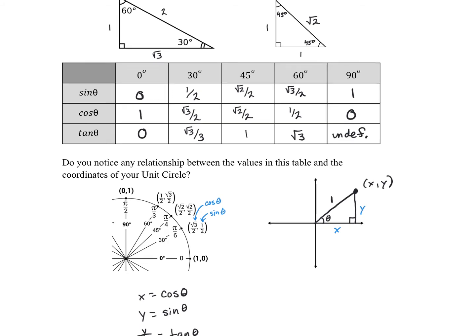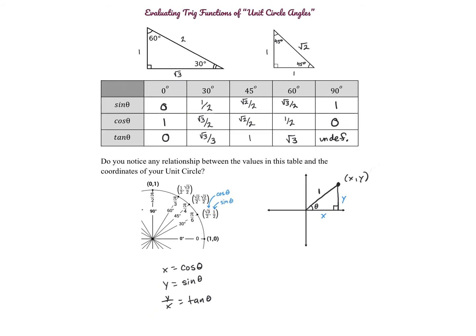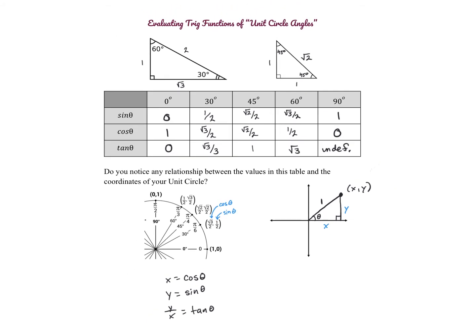So you're going to see later on in this unit when we start graphing our trig functions, the graph for tangent actually has vertical asymptotes because there are many angles where that function is undefined. So again, I would really recommend that you commit these to your memory.